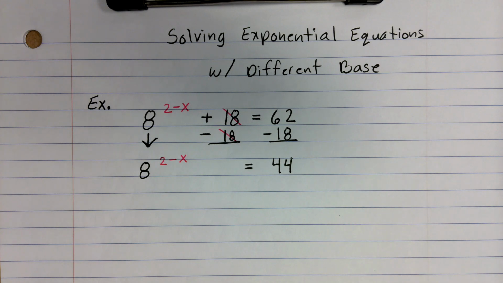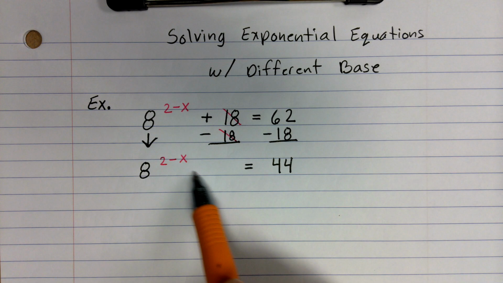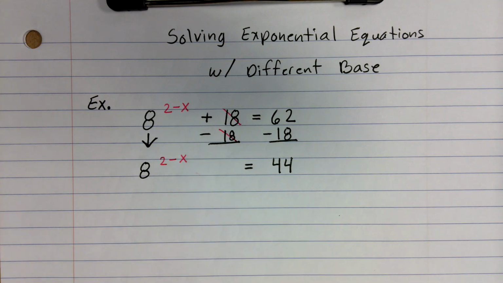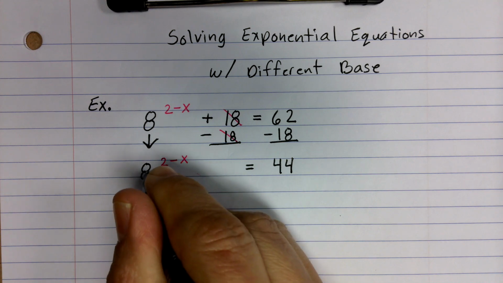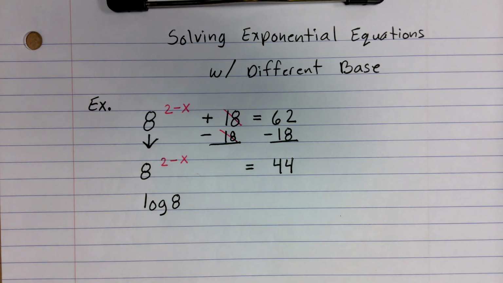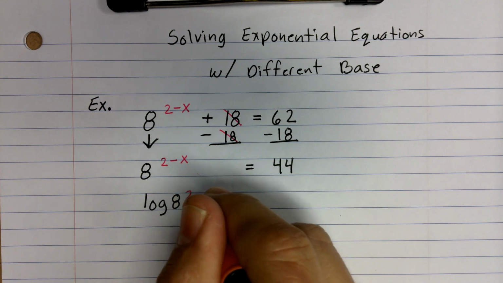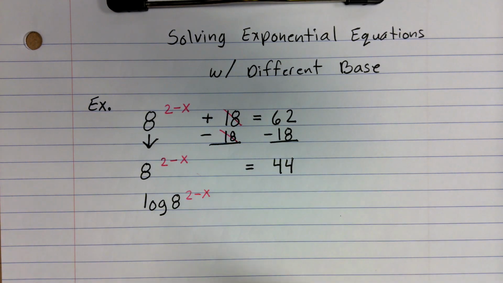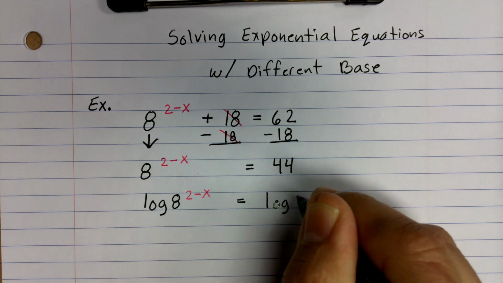So hopefully you looked at my introductory video to logarithms. If you haven't, you might want to watch that first before going any further. But at this point, we're going to convert this to a log. So to do so, I'm going to take the log of 8 to the power of 2 minus x, and that's going to be equal to the log of 44.